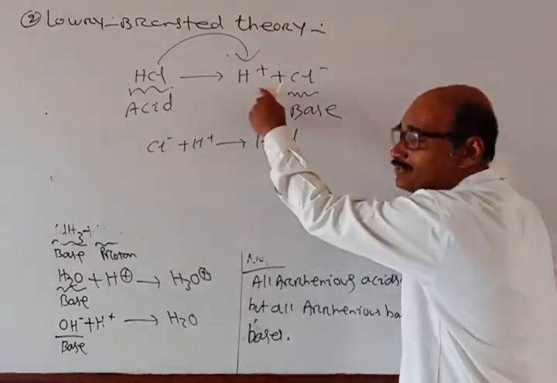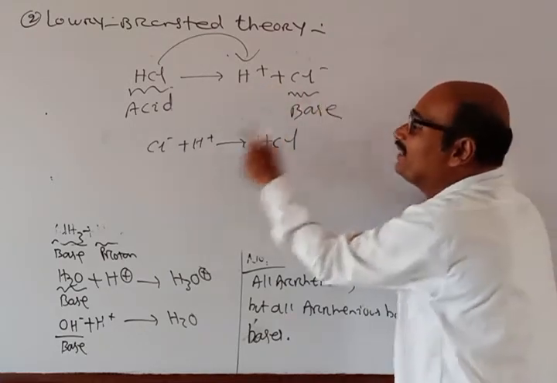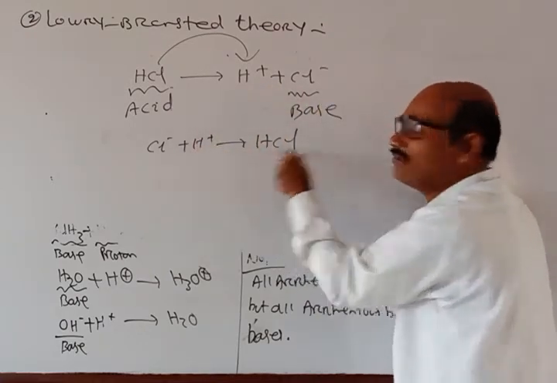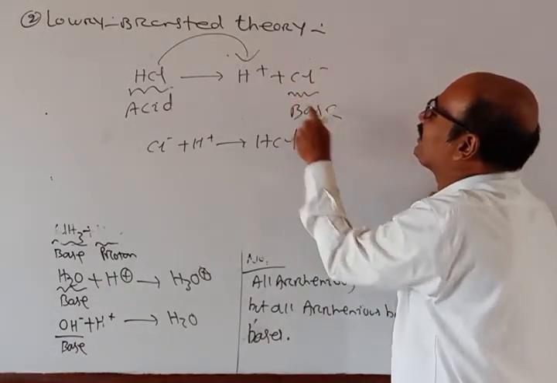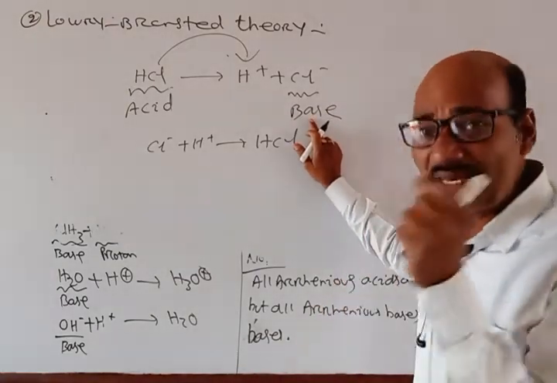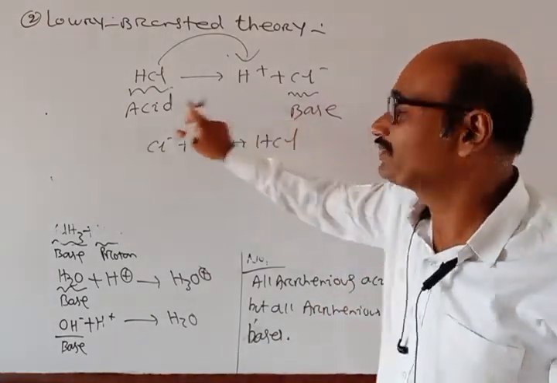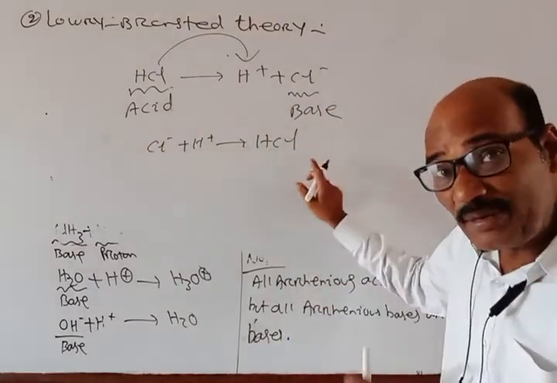HCl gives the H+ proton, remaining as Cl minus. Now the remaining part can again take a proton to give HCl. So this part is also called a base, and this base differs from the acid only by H+. So we can say this base is the conjugate base of this acid.